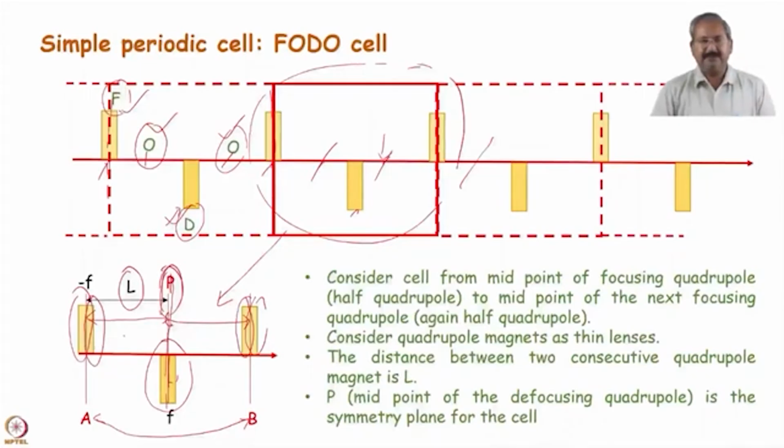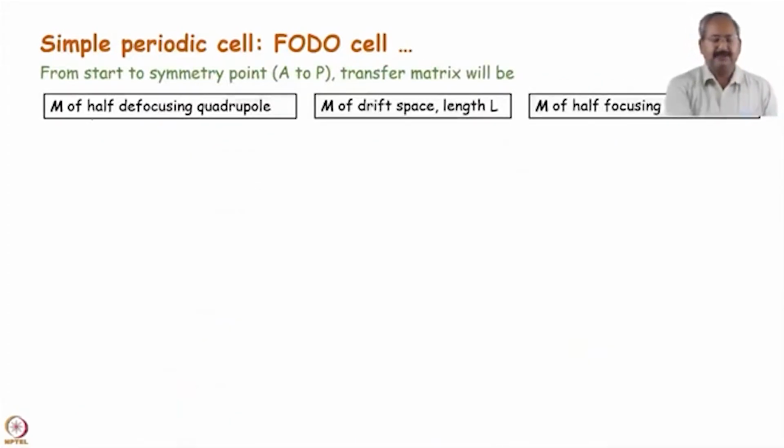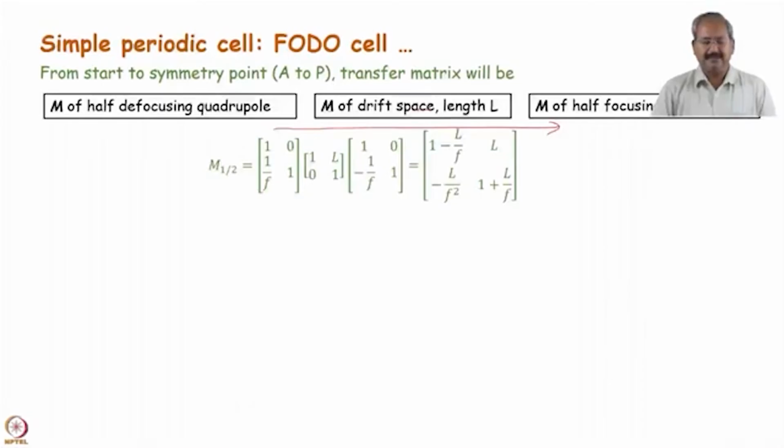So up to symmetry point, if we calculate it, the remaining will be the same. So M of half defocusing quadrupole, M of drift space length L, and M of half focusing quadrupole. M means matrices. So these will be the transfer matrices, and in this order, if we multiply, we will get the matrices to the symmetry point. So let us do that.